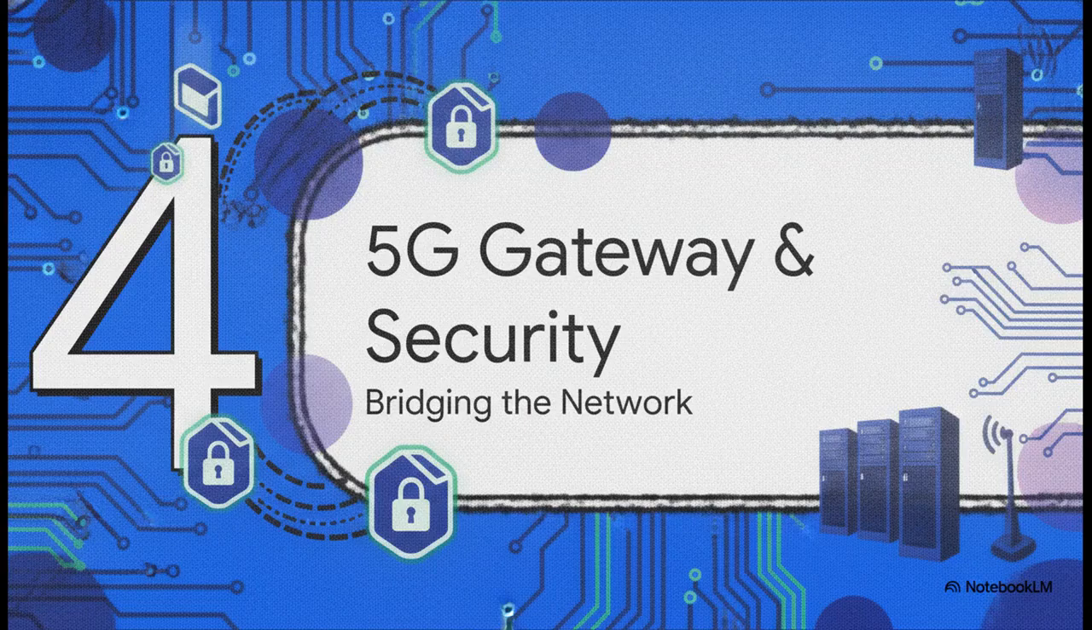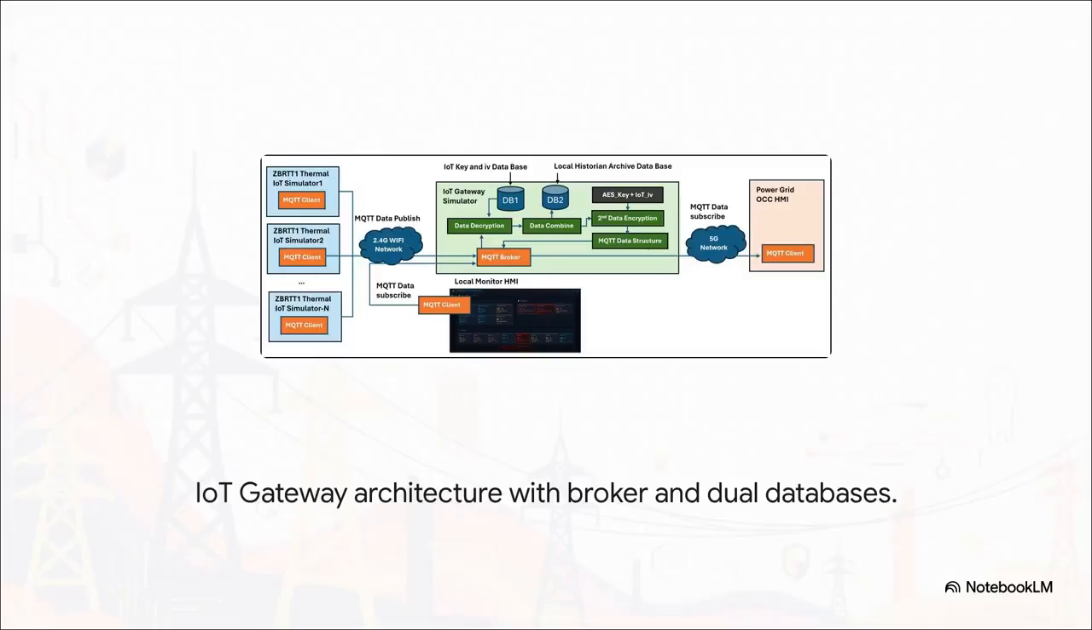Section 4, the 5G gateway and security. Next up, our encrypted data packet slams into the 5G IoT gateway. Think of this gateway as the ultimate bridge between the local substation and the remote control center. It's an absolute workhorse. It actually juggles two separate databases to get the job done.